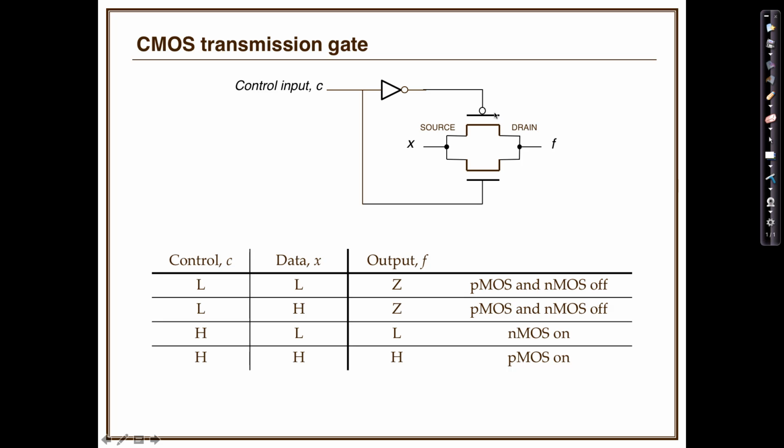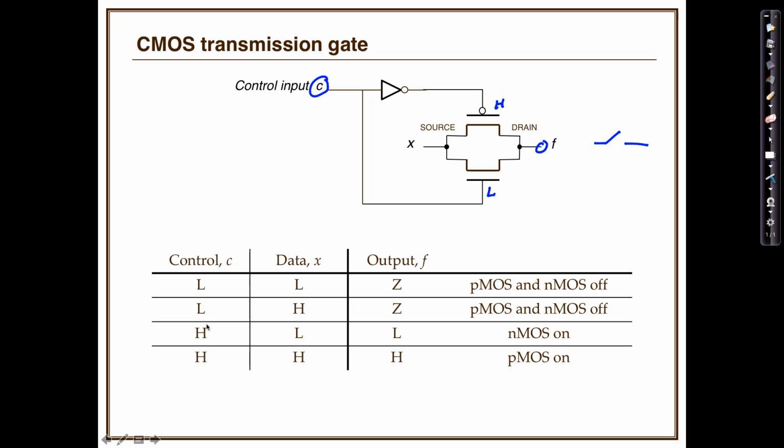So here is the PMOS transistor and here's the NMOS transistor. If the control input is low, then the gate of this transistor is low and the gate of the PMOS transistor is high, and both transistors are off, and the output is just floating. It's not connected to anything.